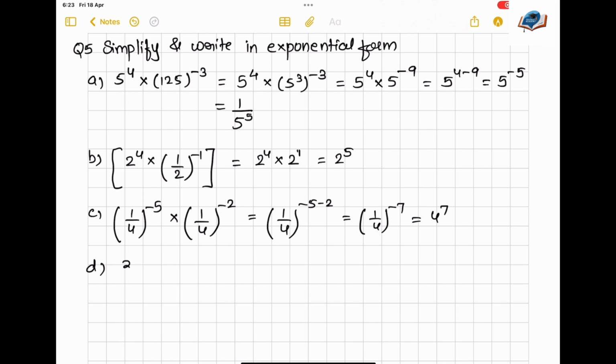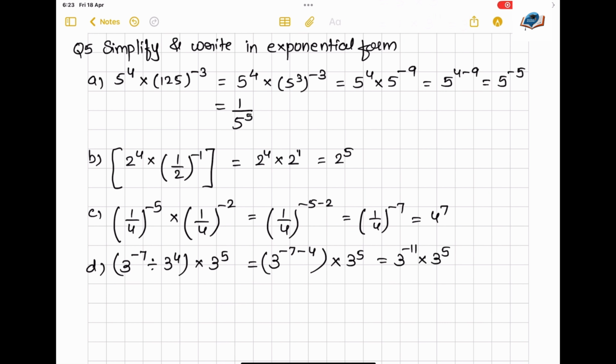D1 is 3 raised to minus 7 divided by 3 raised to 4 into 3 raised to 5. So can I write it like this? 3 raised to minus 7, divide is there, so minus 4 into 3 raised to 5. So this will be 3 raised to minus 11 into 3 raised to 5. So now this will be 3 raised to minus 11 plus 5. So that will be 3 raised to minus 6. So 1 upon 3 raised to 6.